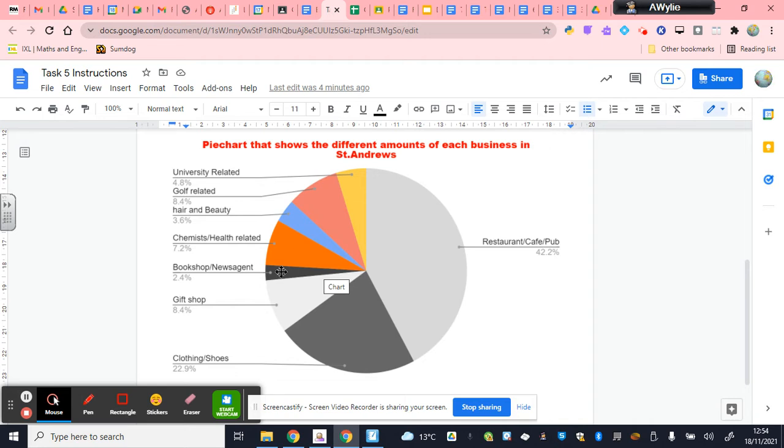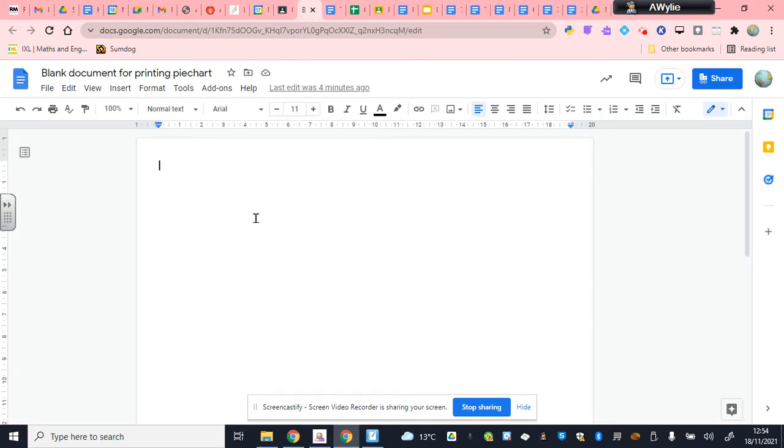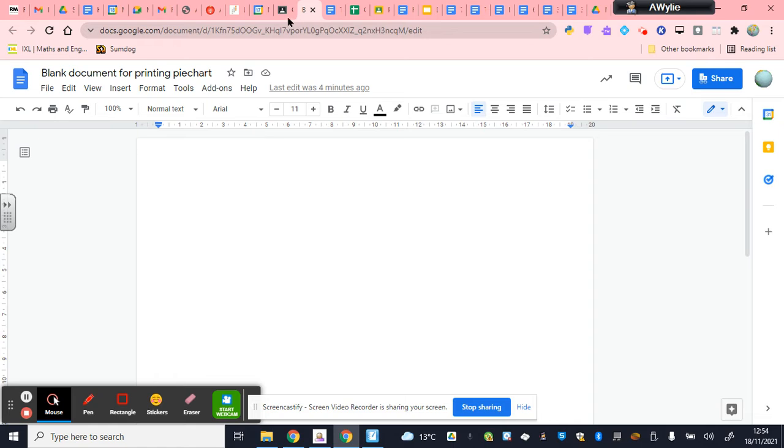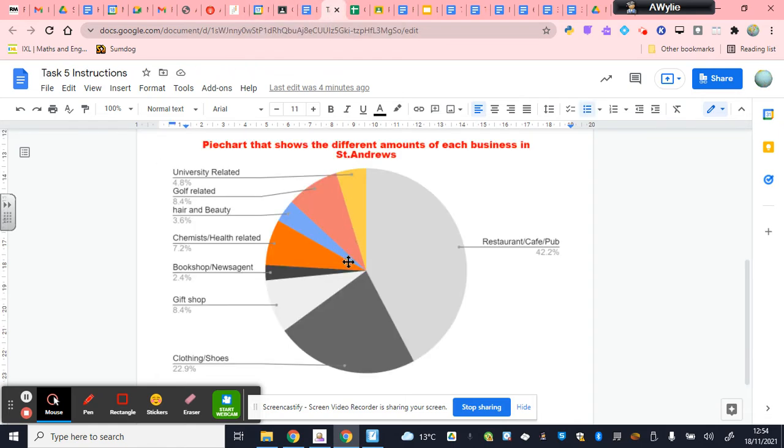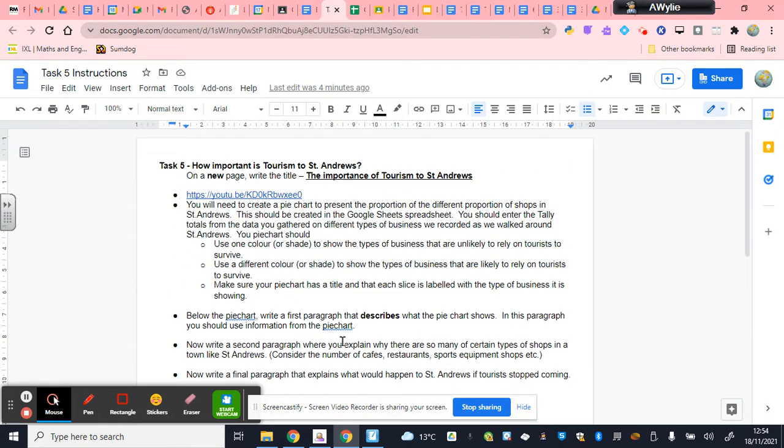What this is going to do is it's going to tell me, has St Andrews got more businesses that rely on tourists, or has it got more businesses that don't rely on tourists? And of course, that's a decision you have to take. What do you think? Which businesses are likely to rely on tourists? Okay, that is you completed task 1, so the first of the 3 written tasks. So can I suggest you pause the video now, write that up, and then move on to the second bit?